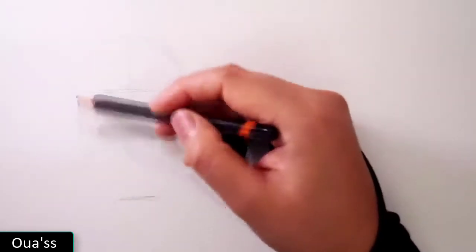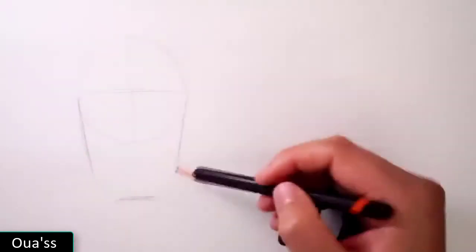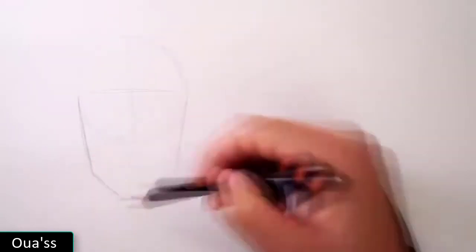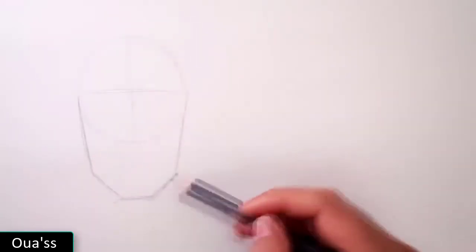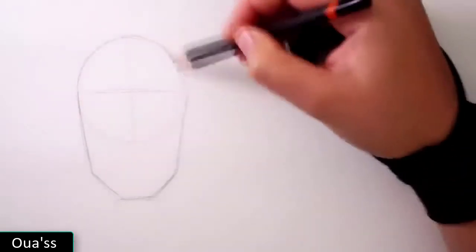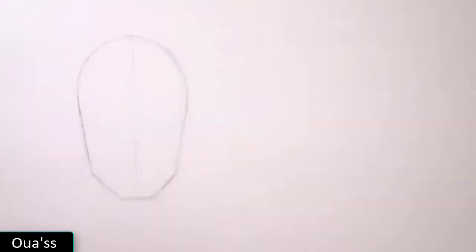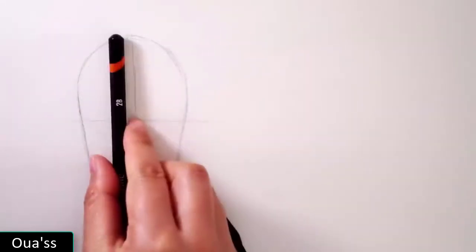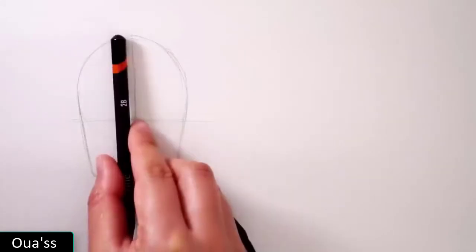Now draw the cheeks and jawline. Draw a line down the whole face vertically. We don't need the horizontal line anymore, so let's get rid of that. Now we're going to split the entire head in half by drawing a horizontal line going through the very center.